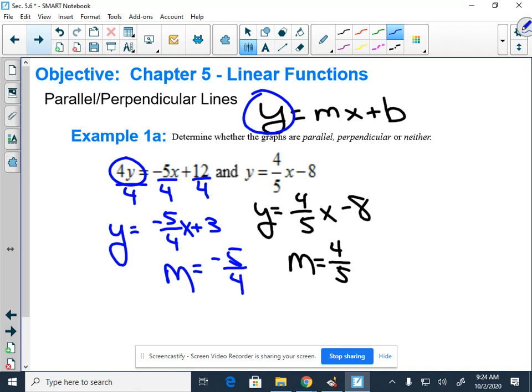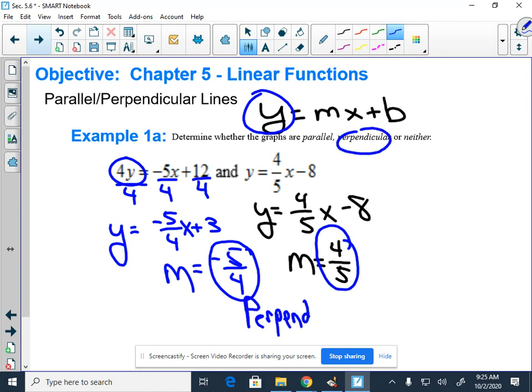Now that brings up this new relationship that we're talking about. One of the slopes is negative. This one's negative. And one of the slopes is positive. This one's positive. And then do you notice how one of them is 5 over 4 and the other one's flipped, 4 over 5. So the relationship here for these is that they're perpendicular.